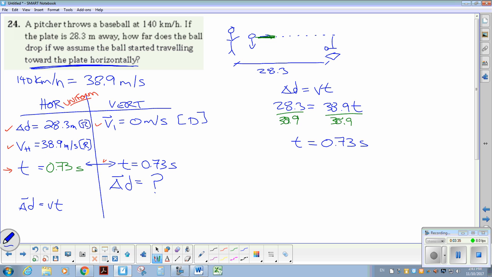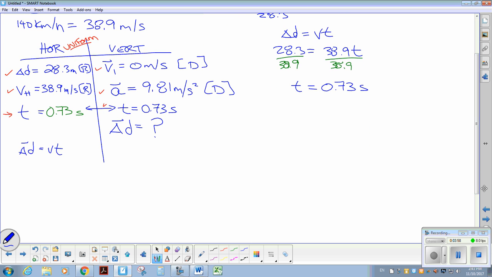How far did our ball drop on its way to the plate? So there must be one other piece of information, and you can't forget about the one that is constant for us on Earth, 9.81 meters per second squared down. Now I have my 3 pieces of information. I need to pick a formula that will use those 3 and give me d. Fortunately, this one will work.